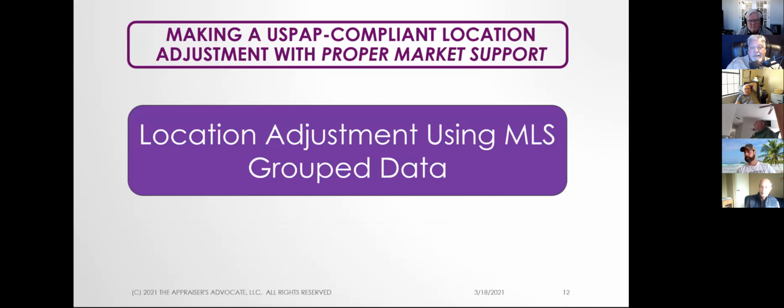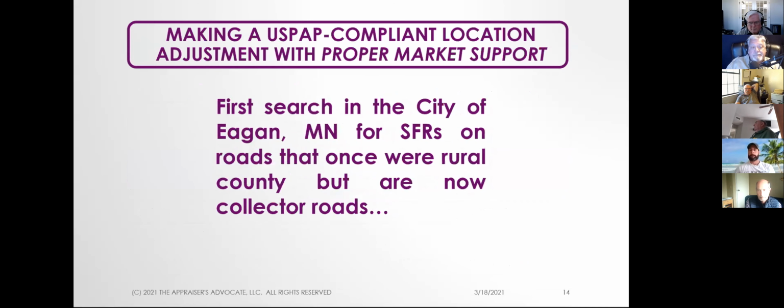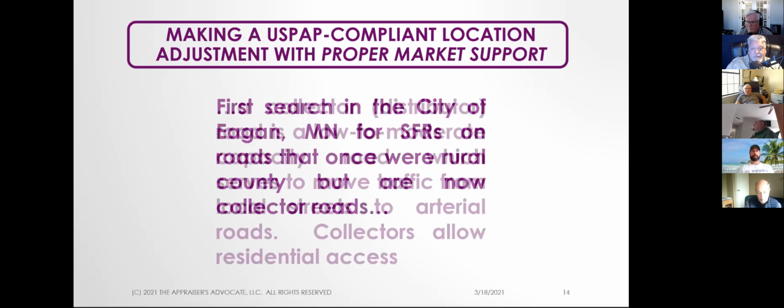So let's look at grouped data. Now, what we're saying here is we're trying to find two groups of sales, one with what we're trying to isolate, one without. So using the group data, we can isolate that one difference. In this case, we're looking for a location on a busy road versus a location not on a busy road. Now, again, this comes from Scott's MLS up in Eagan, Minnesota. And Kevin, you probably know where Eagan is, but for everybody else, it is a suburb of Minneapolis. So, Scott, why don't you explain what's going on here?